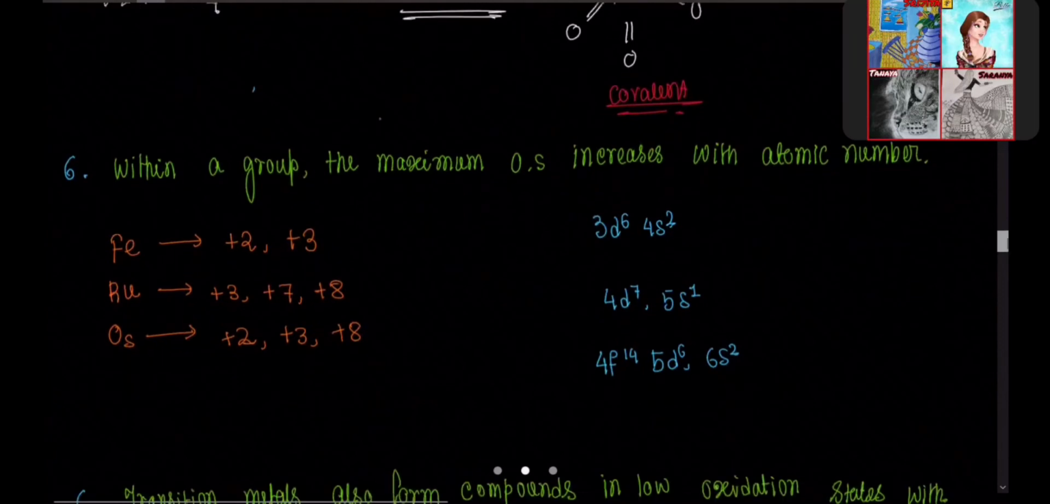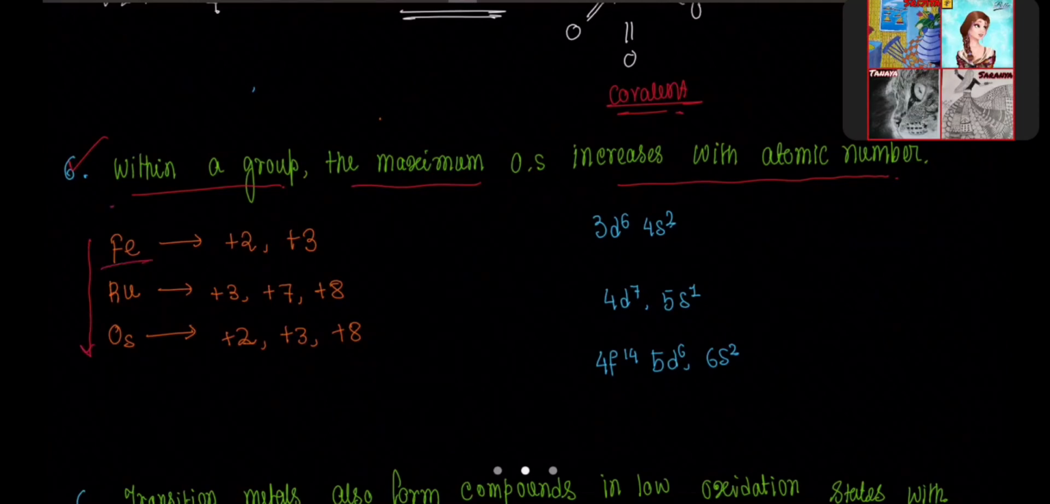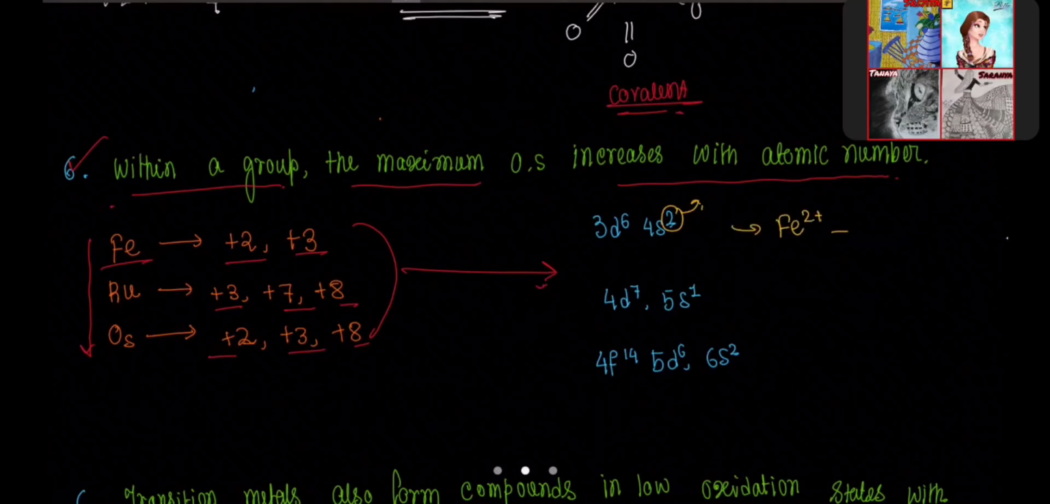Now you can see that within a group, the maximum oxidation state increases with the atomic number. When your atomic number increases from top to bottom along the group, your oxidation state increases, again because of the electronic configuration. For iron this is +2 and +3, because look into the electronic configuration. First the 4s electrons go out and then the 3d. So first the 4s electrons go out, then what would happen? Then Fe2+ would be 3d6.